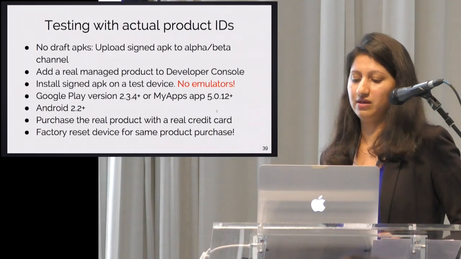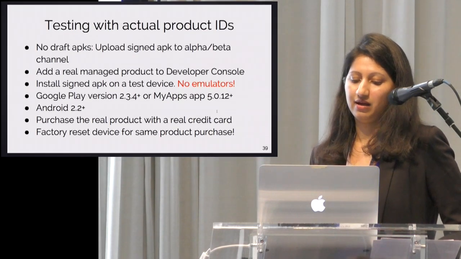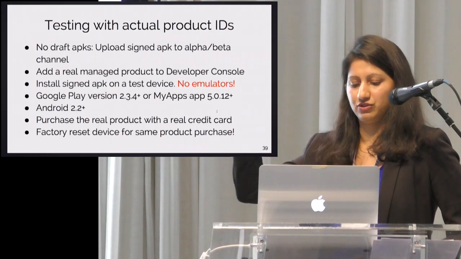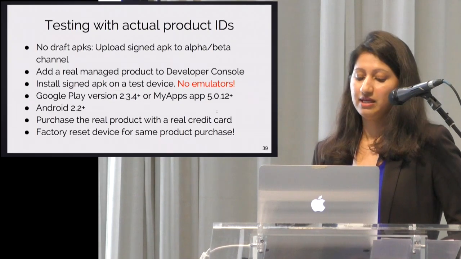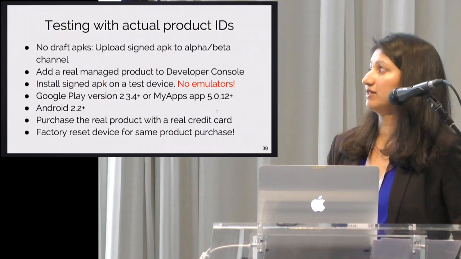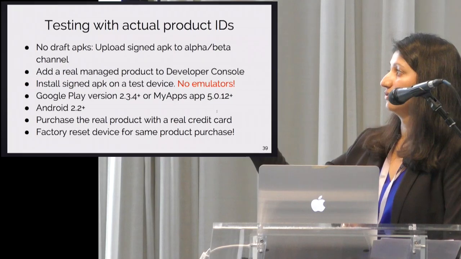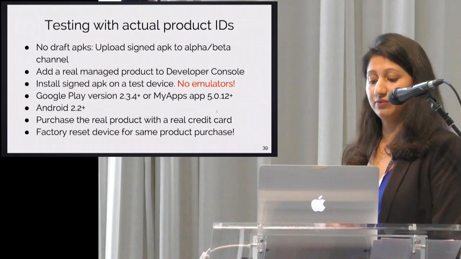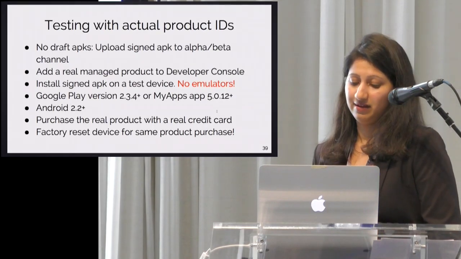So you have to use alpha or beta channel. Add a real managed product like we did before. Choose a managed or subscription. That's up to you. Install the signed APK on a test device. You can't use emulators. Make sure you have Google Play and Android 2.2. And purchase a real product with a real credit card.